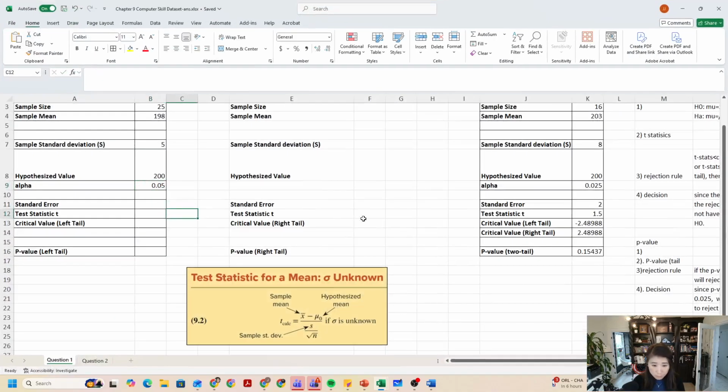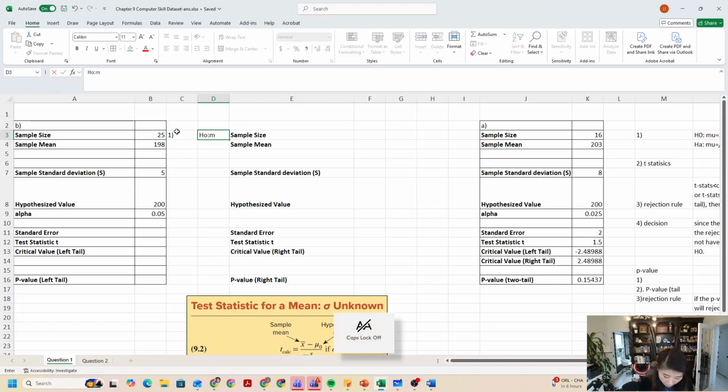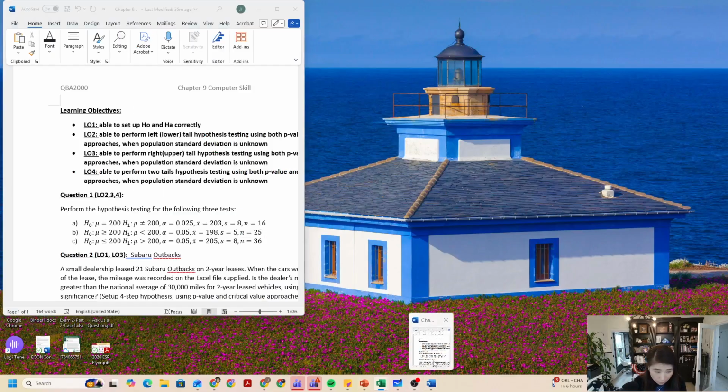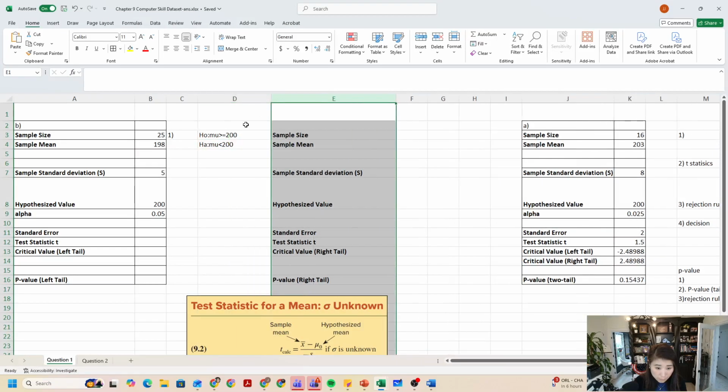Okay, so similarly as how we set up here, first of all, we need to know our hypothesis. Okay, step number 1, hypothesis. So H0 is mu larger than or equal to 200, and H alternative is mu smaller than 200. Oops, smaller than 200. Make sure I double check. Yes. So that is my H0 and the H alternative.